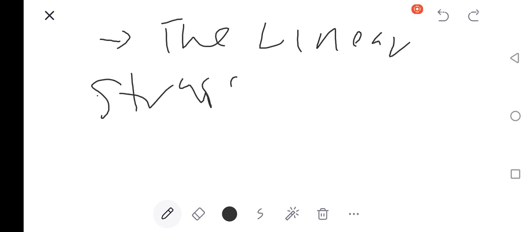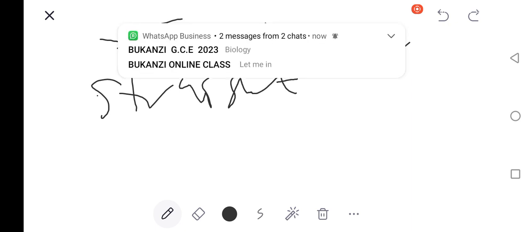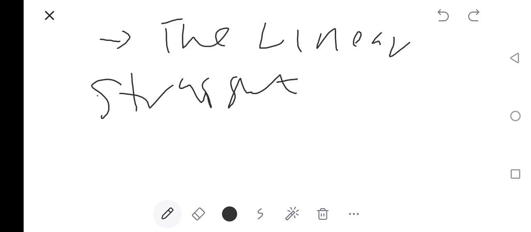So the word linear means straight line. The word linear means a straight line. Linear means straight, but in this case, we are putting it in form of a line.